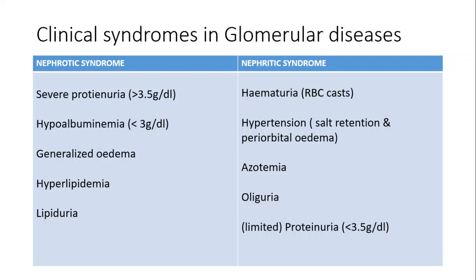So proteinuria is a minimum damage to the glomerular tuft, and less than 3.5 gram per deciliter excretion of protein is observed. Nephrotic syndrome is a classical presentation of severe proteinuria, more than 3.5 gram per deciliter excretion of albumin. Absolutely, albumin is usually excreted in this severe proteinuria. And due to this severe proteinuria, various sequelae will start, in the form of hypoalbuminemia.